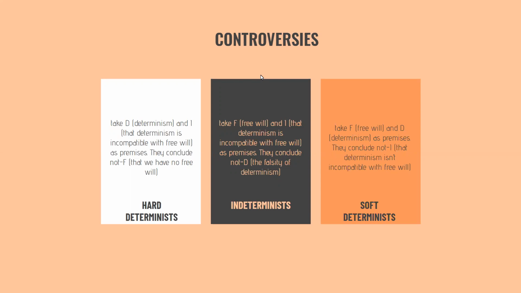Soft determinists take F, free will, and D, determinism, as premises. They conclude not I, that determinism isn't incompatible with free will. So they would say some human actions are free, all human actions are determined. Therefore, some determined actions are free. So that would be F, D, therefore not I. Each of the three arguments has plausible premises. All three arguments are valid, but at most one of them can have true premises.